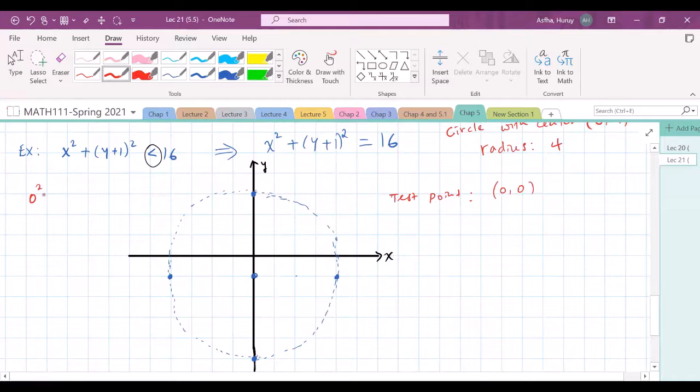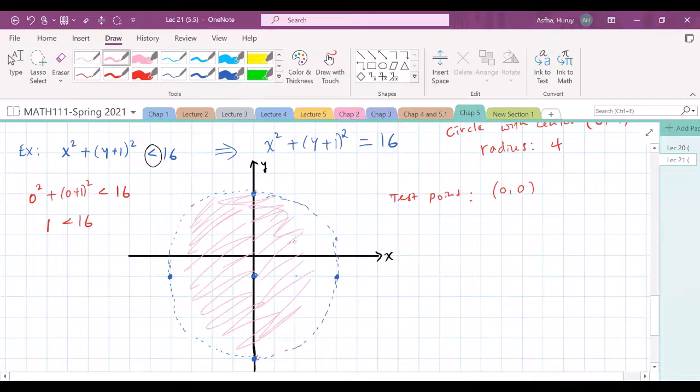And go back to this one and try it. So here we have 0 squared plus (0 plus 1) squared less than 16. So here we have 0 plus 1 is 1, and 1 squared is 1. So we have 1 less than 16, and that's true. Okay. Therefore, since our test point is from the inside, then that means all the points inside the circle satisfy this inequality, which means the solution to this inequality is the inside part. Okay. This is the solution to the inequality.